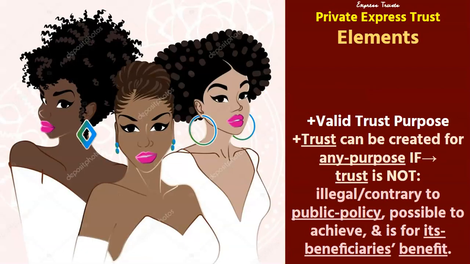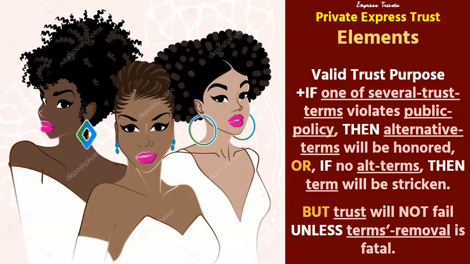Valid trust purpose. A trust can be created for any purpose if the trust is not illegal or contrary to public policy, is possible to achieve, and is for its beneficiary's benefit. If one of several trust terms violates public policy, then alternative terms will be honored, or if there are no alternative terms, then the term will be stricken. But the trust will not fail unless the term's removal is fatal.